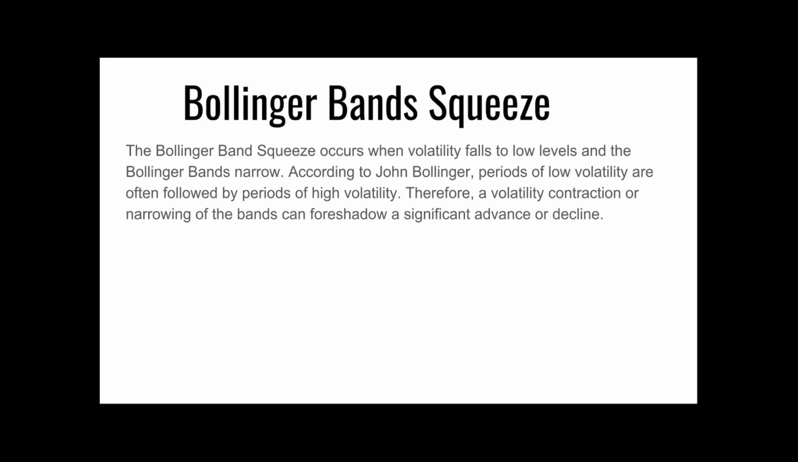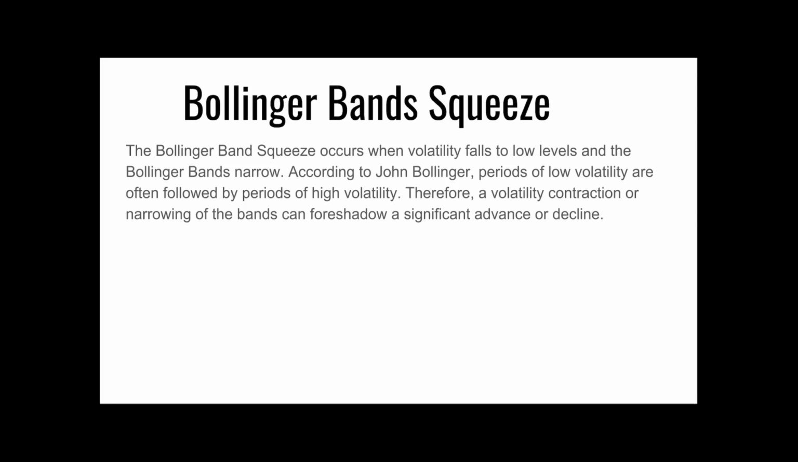Bollinger Band squeezes. Now, it's something new that I use, but I love it. So a Bollinger Band squeeze occurs when volatility falls to low levels and the Bollinger Band narrows. According to John Bollinger, periods of low volatility are often followed by periods of high volatility. Therefore, a volatility contraction or narrowing of the Bollinger Bands can foreshadow a significant advance or decline.